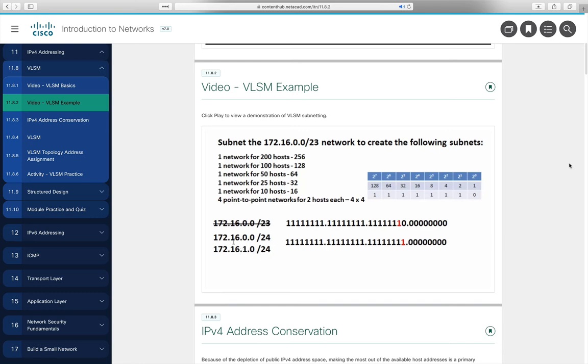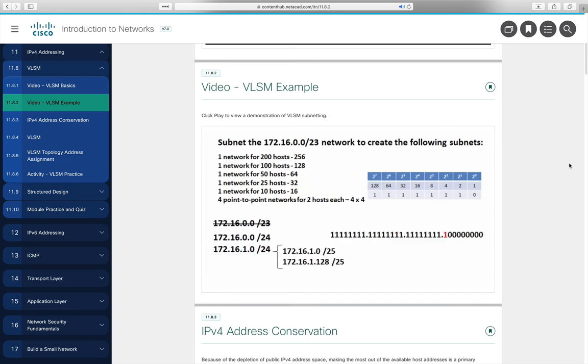What I can now do is keep the first of these subnets and subdivide the second one. To do this, I simply take this 172.16.1.0/24 subnet and change it from /24 to /25. So now I have the 172.16.1.0/25 subnet. This creates another subnet, 172.16.1.128. Both subnets have a magic number of 128, meaning the networks go up by 128.